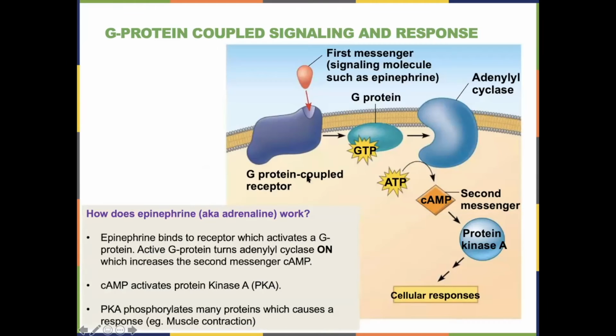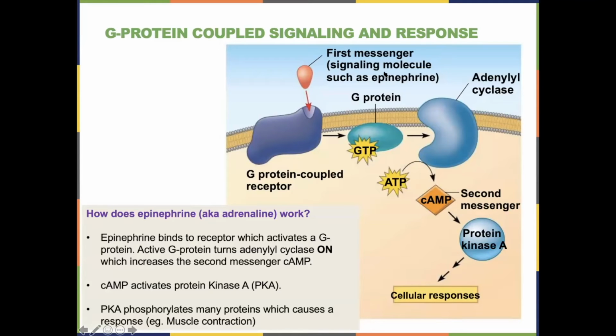So here's an example of a signaling event that might occur in a cell with a G protein coupled receptor. Here's the receptor again, and a signaling molecule binds to that receptor, setting off this series of events.